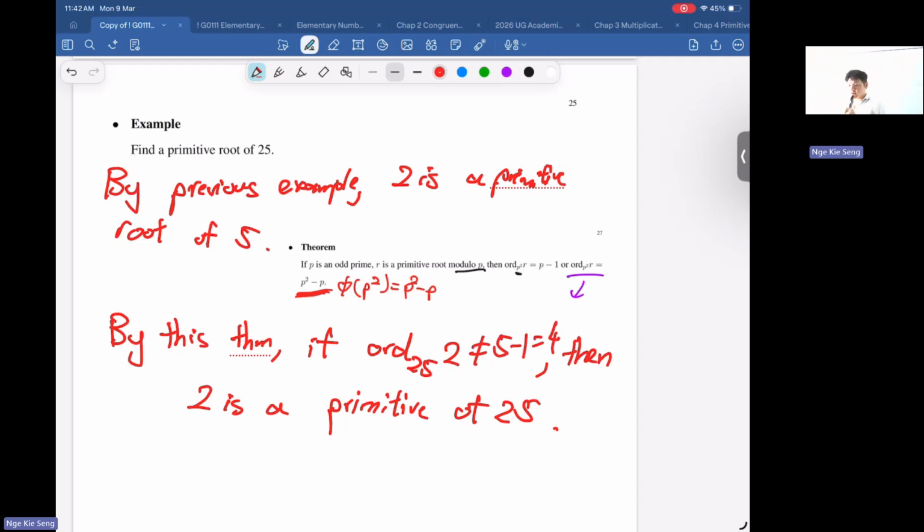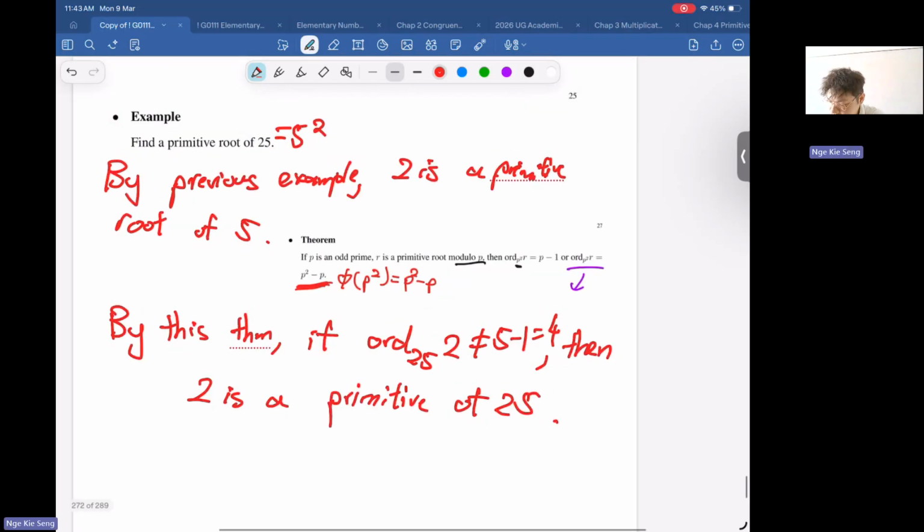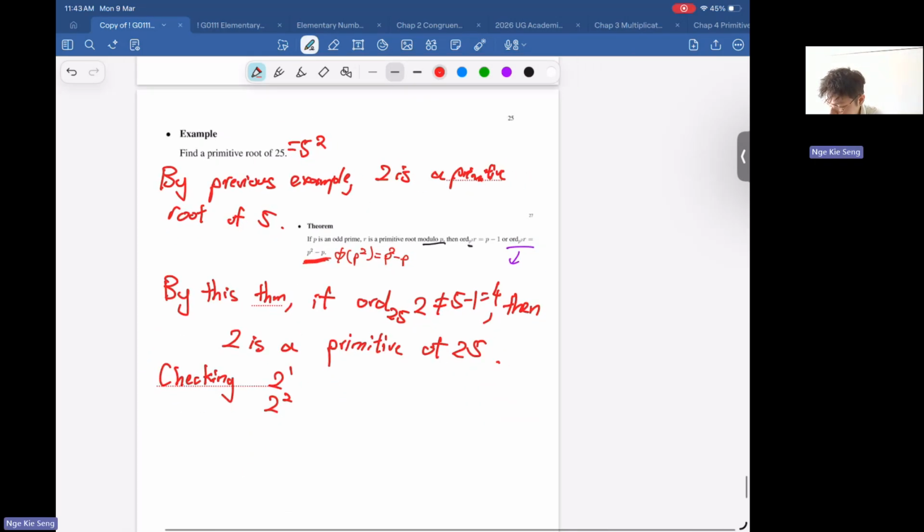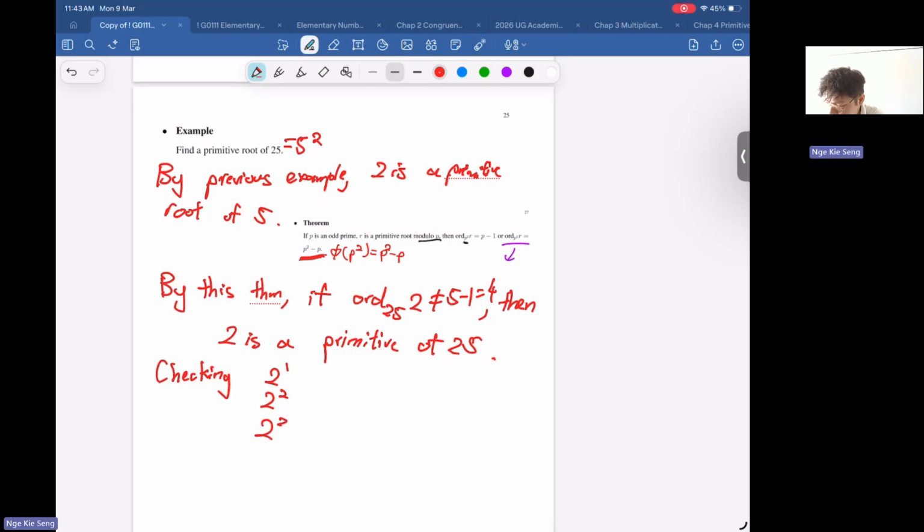So you just need to check whether 2 to the 4 is 1 mod 25. What we are trying to do here is this: we know a primitive root of p, since we proved that every prime has a primitive root. And then we want to know about a primitive root of p squared. Over here it is 5 squared. So basically we don't see this as 25, we chop it out using the prime, so it's 5 squared. Okay, so let's check. Very easy check, right? So 2 to the 1, 2 to the 2, 2 to the 3, 2 to the 4.